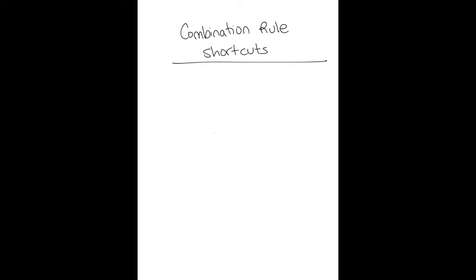Shortcuts for the combination rule. So let's start with this one. Let's say we have a question that had something like this: 10 combination 0. Okay, so let's work this through. So we have 10 factorial over 10 minus 0 factorial times 0 factorial. So 10 minus 0 factorial is simply 10 factorial.